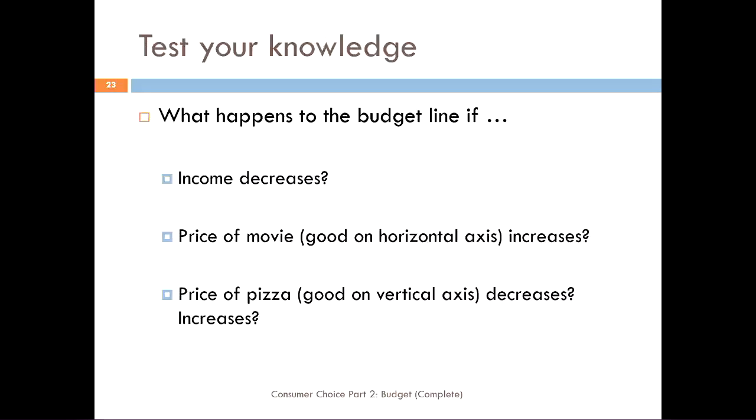I'm not going to go through these ones, but just test your knowledge and make sure you understand how budget lines change when you change the data, the parameters. So what happens to the budget line if your income goes down? What happens to your budget line if the price of movies, instead of decreasing, increases? What happens to the budget line if the price of pizza decreases? If the price of pizza increases? So just play around with that. Make sure you understand how to manipulate the budget line, just so you have a feel for this.